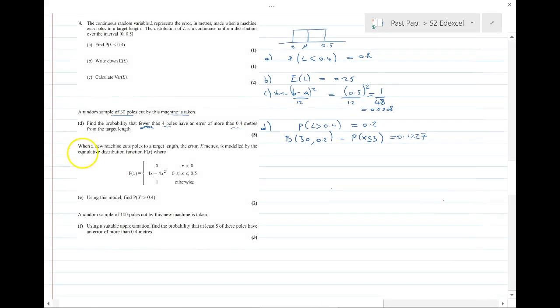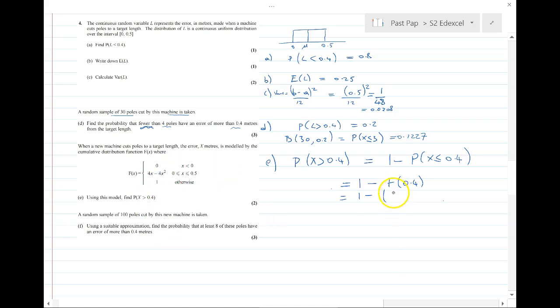Now they've changed the model a bit. When a new machine cuts poles to a target length, the error is modelled by the cumulative distribution function here. This is cumulative, and it's a capital F. Use this model to find P(X greater than 0.4). We need to manipulate this because it gives us the probability of being less than a certain value. So that's 1 minus P(X less than or equal to 0.4), which is 1 minus F of 0.4. So that's 1 minus, putting 0.4 into here.